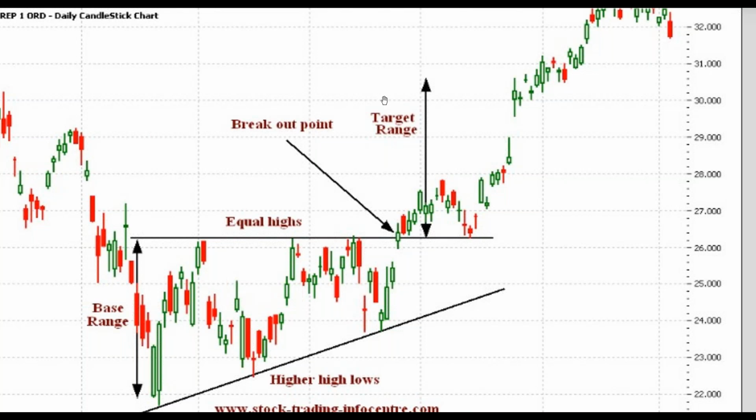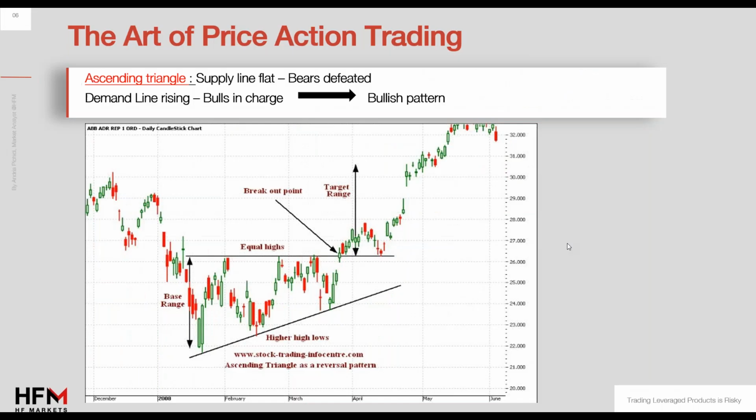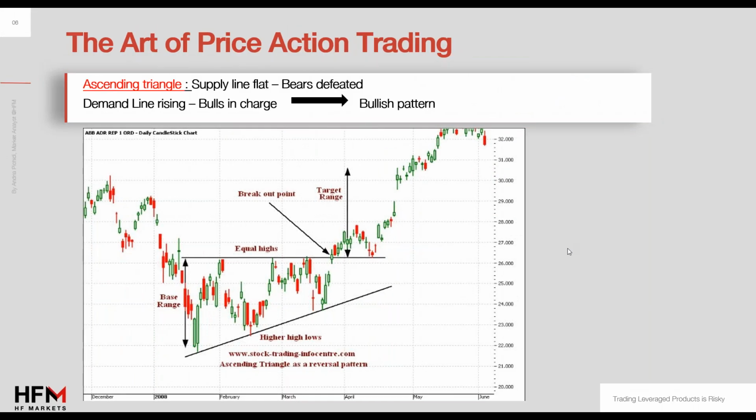Is that clear, guys? This is another way to identify targets easily.